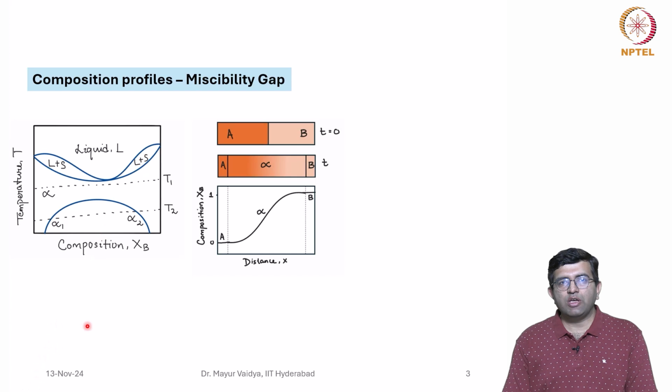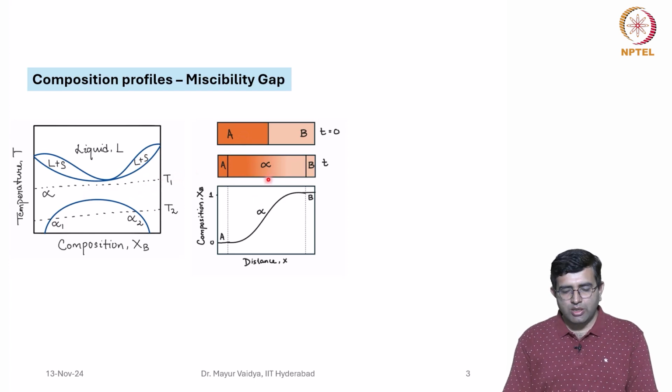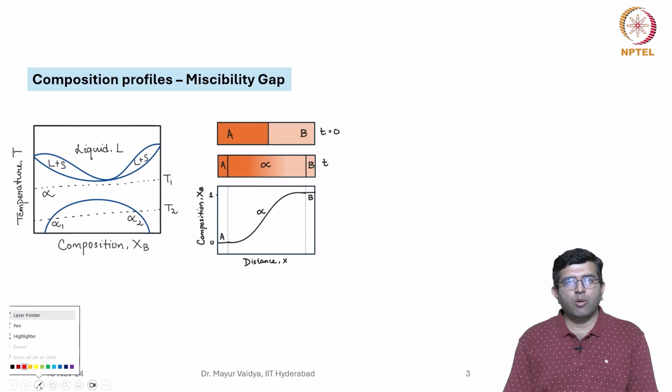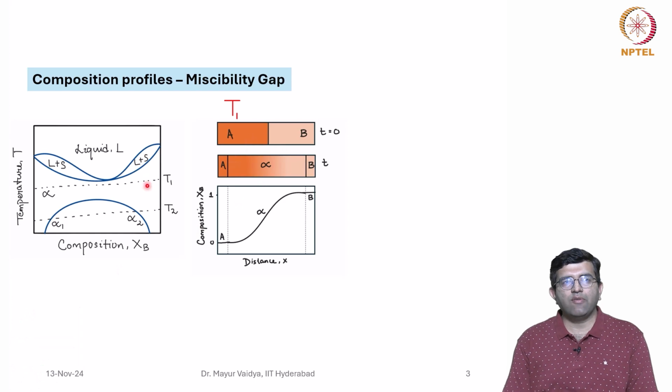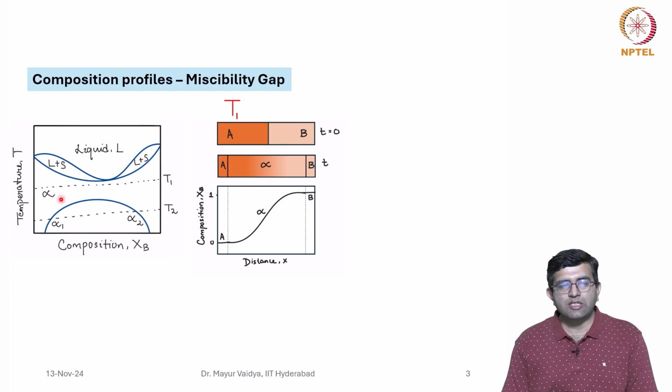So, now if we try to see how the composition is here. Suppose my annealing temperature is T1. This is the situation for the annealing temperature of T1. So, let us draw here T1, and T1 is a temperature which is completely in the miscibility range. So, there is no gap here, this is a completely single phase solid solution alpha.